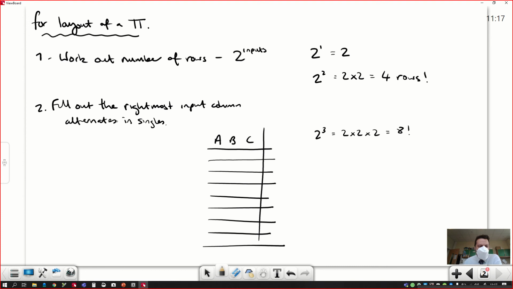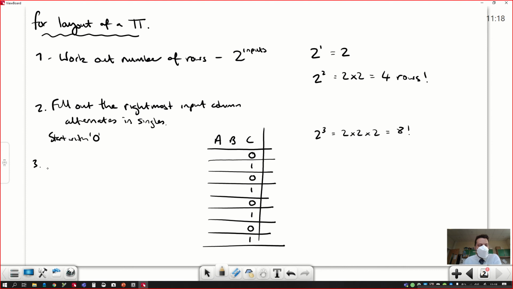Fill out the rightmost input column, alternates in singles. Alternates every line. Start with 0. Always start with 0. So off, on, off, on, off, on, off, on. That's how we alternate in singles. So you can see a single 0 and then a single 1 and then a single 0.